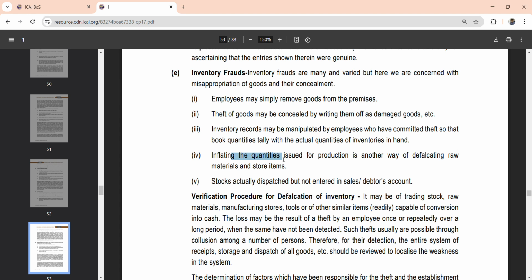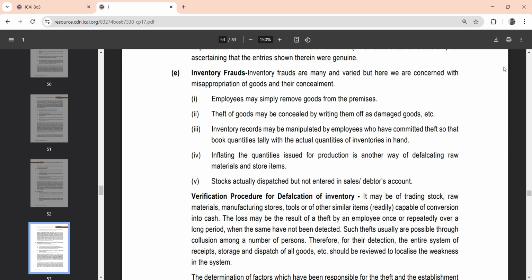So I have sent only 200 kgs for production, but I'm showing it as more. These are the various ways in which inventory frauds can take place. First one is employee removing. The third and fourth are almost connected. Then inflating the quantities, and stocks dispatched but not entered, and theft of goods. Then inventory records may be manipulated by employees.